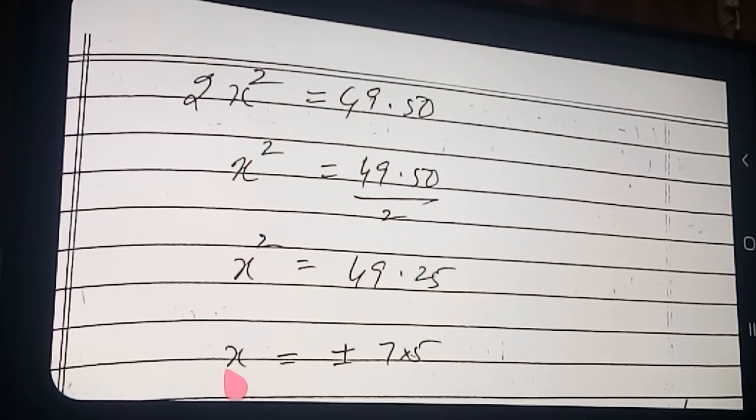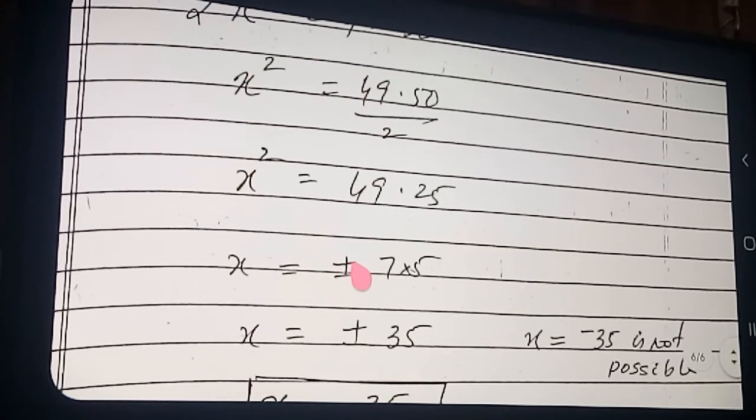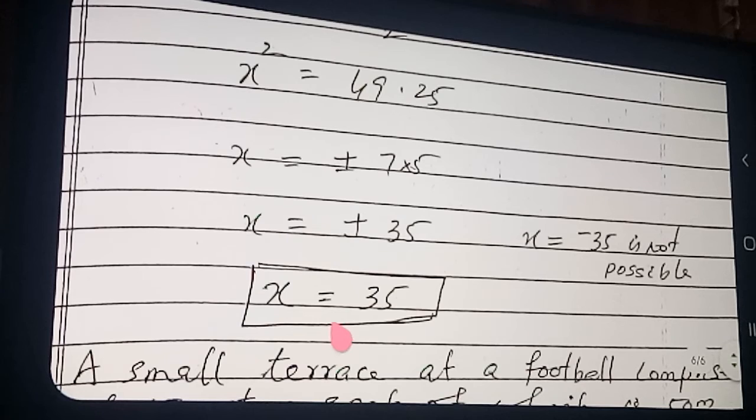So we get x equal to plus or minus 49 square root is 7, 25 square root is 5. So x is equal to plus or minus 35. You know what x is? x is a house number. A house number never becomes minus, so minus 35 is not possible. Then which is correct? x is equal to 35. So the house number is x equal to 35.